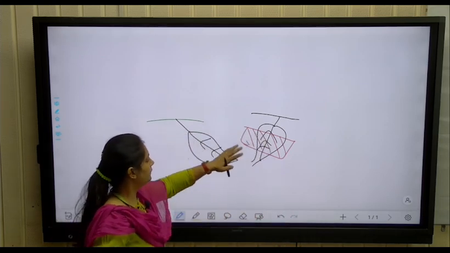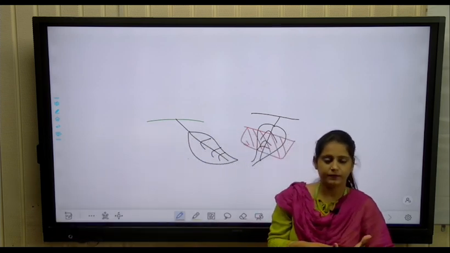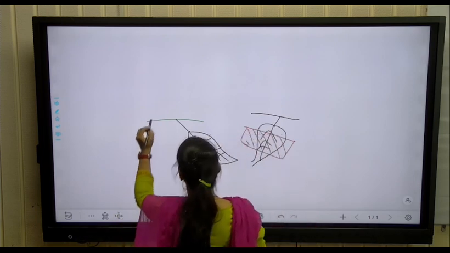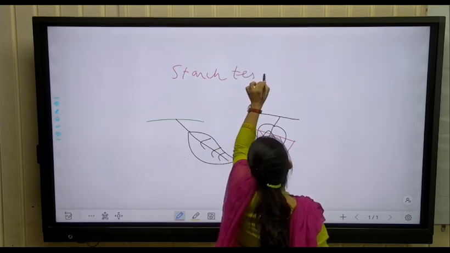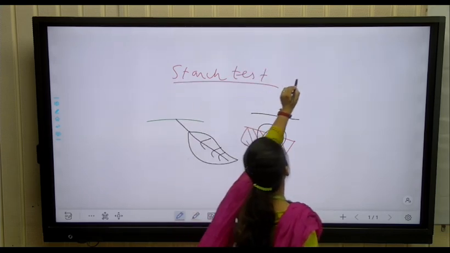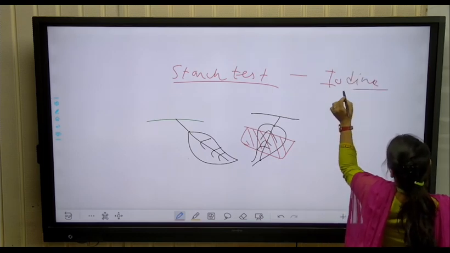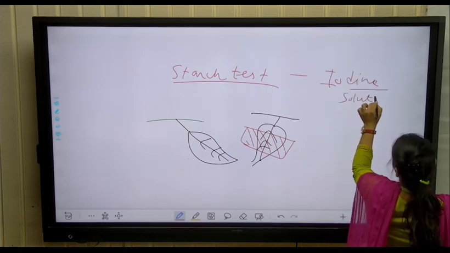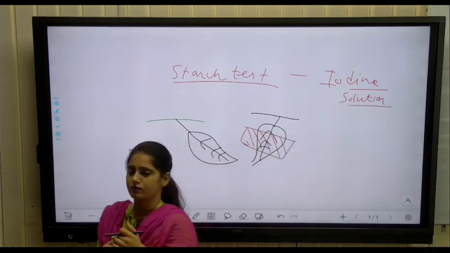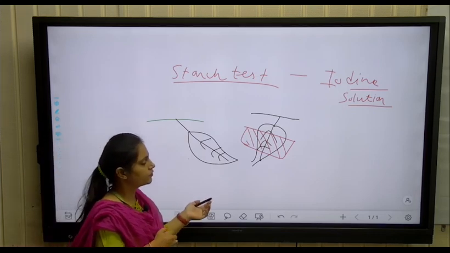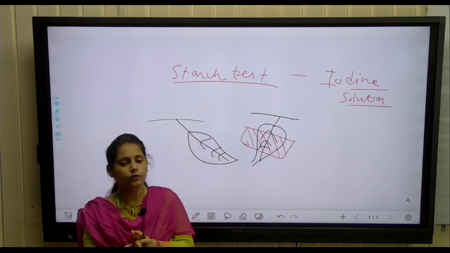So, when we put these two leaves into the sunlight, and after some time the starch test is done, to test the presence of starch with the help of iodine solution. So, starch test confirms the presence of starch. Presence of starch is the confirmation of the process of photosynthesis. So, to confirm the occurrence of photosynthesis, we do starch test.